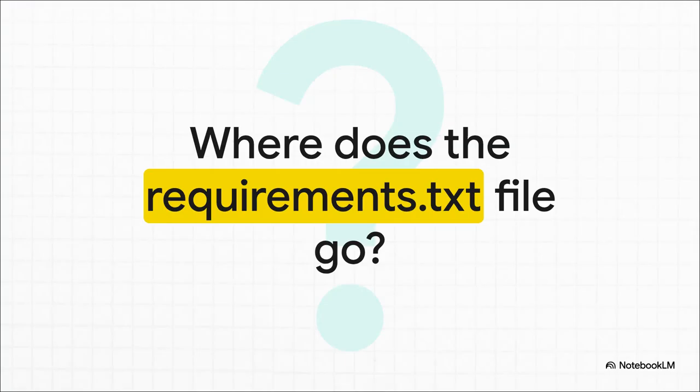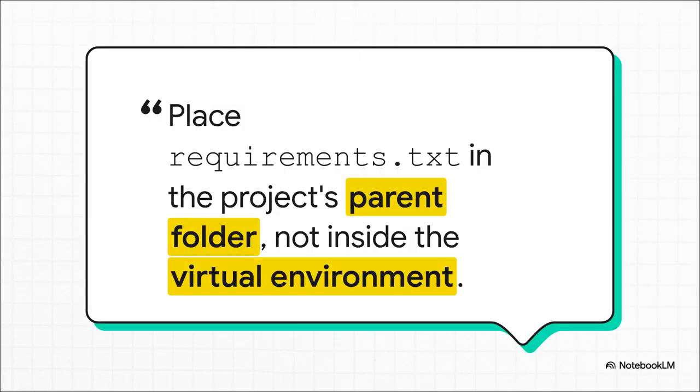So here's a question that trips up a lot of people when they're starting out, and it's a really good one. You've made that all-important requirements.txt file, but where do you actually put it? Does it go inside the environment folder or somewhere else? And the answer, as this top comment points out, is definitive. You put the requirements.txt file in the main parent folder of your project, right next to your .py source code files. And the reason is simple.